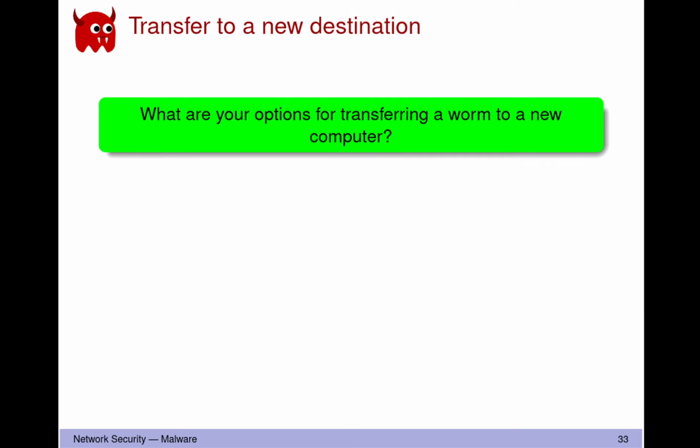Okay, so let's say you have some IP address, let's say you have some email address. So how do you transfer your worm to a new computer? What options do you see? So what did the people tell you? Which files should you not open directly? Where do you get those potentially malicious files from?